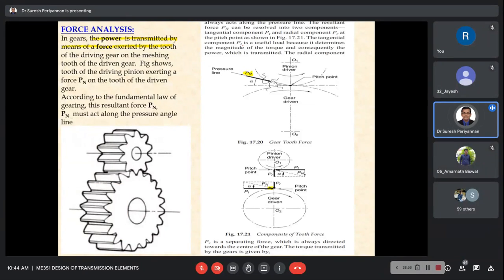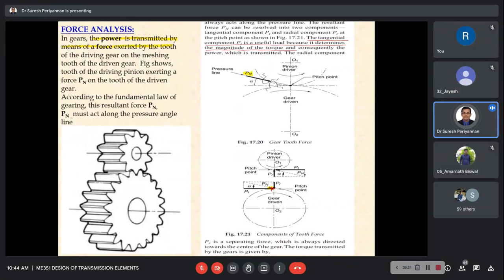Okay, that's what it is telling clearly: the tangential component PT is useful for the load, because it determines the magnitude of the torque. The tangential force is used to define how much torque is transmitted. This is a tangential force, right?